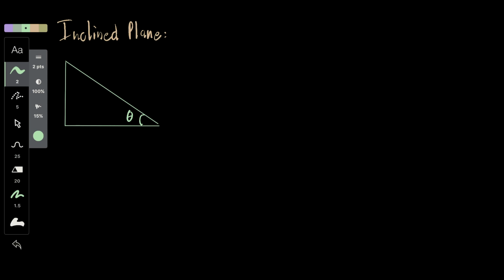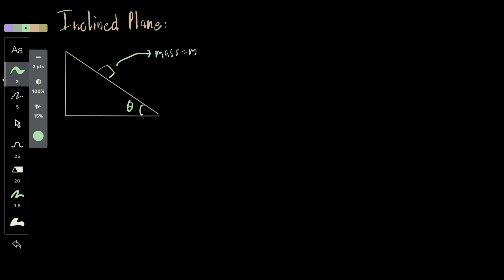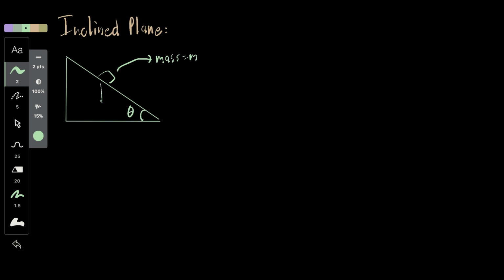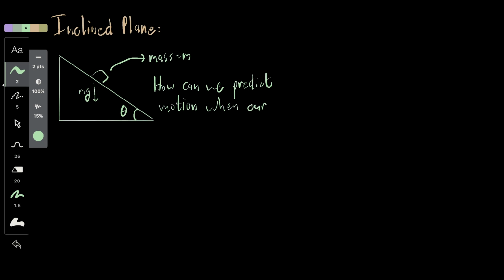Well, its real magic comes when we put a block on it. So there's a block over there. Let's say this block has a mass of m. Now its weight, which is gravity, is downwards, which is mass times gravitational acceleration. But as you can see, this plane is on an incline. So the question is, how can we predict motion when our plane is not in the same direction as gravity?